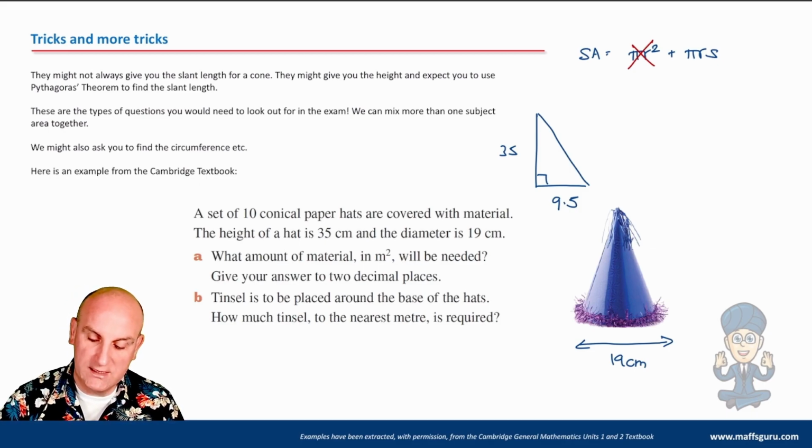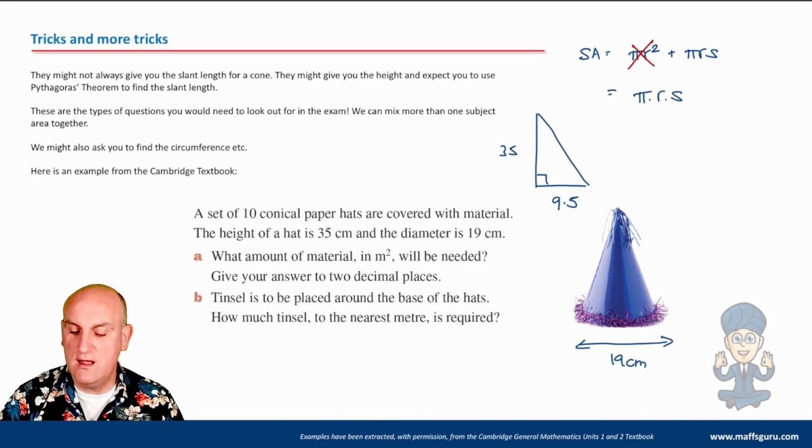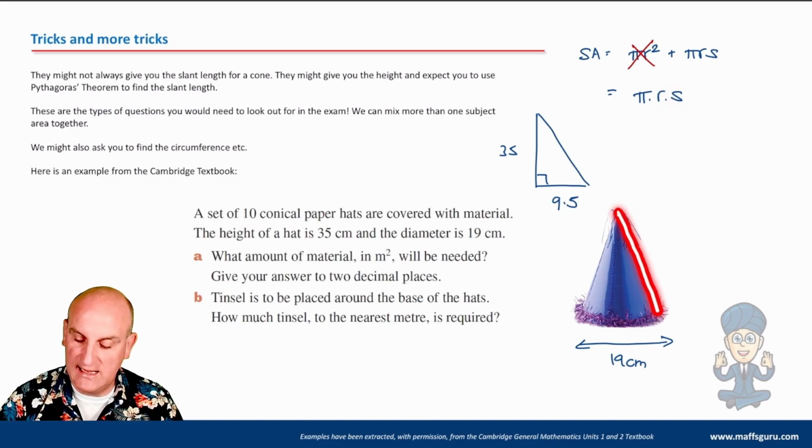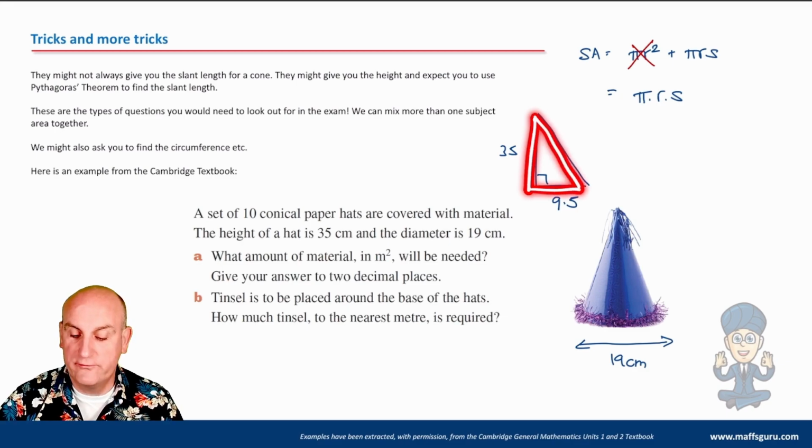What's trick number 2? So we know the area now is going to be pi times radius times slant length. We've got the radius. We've just worked the radius out as 9.5. But I don't know my slant length, because the slant length has to be that length there, doesn't it? But I have a right angle triangle. So can I work out the length of that there?